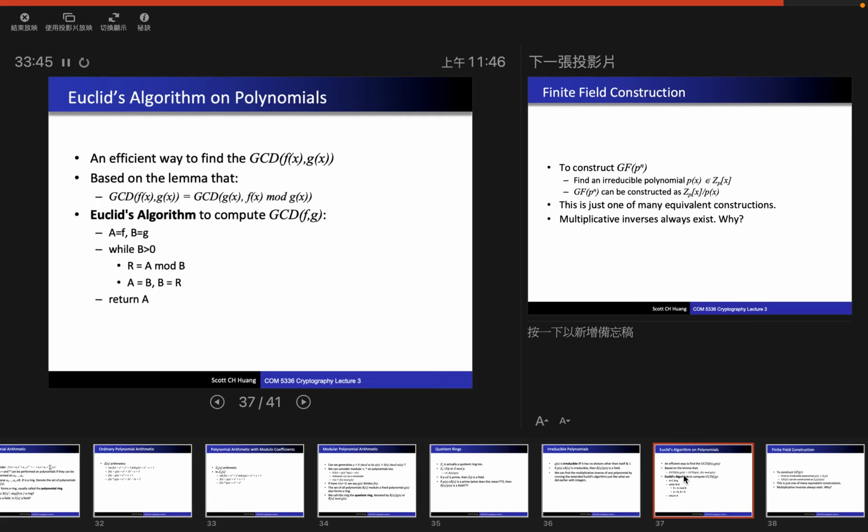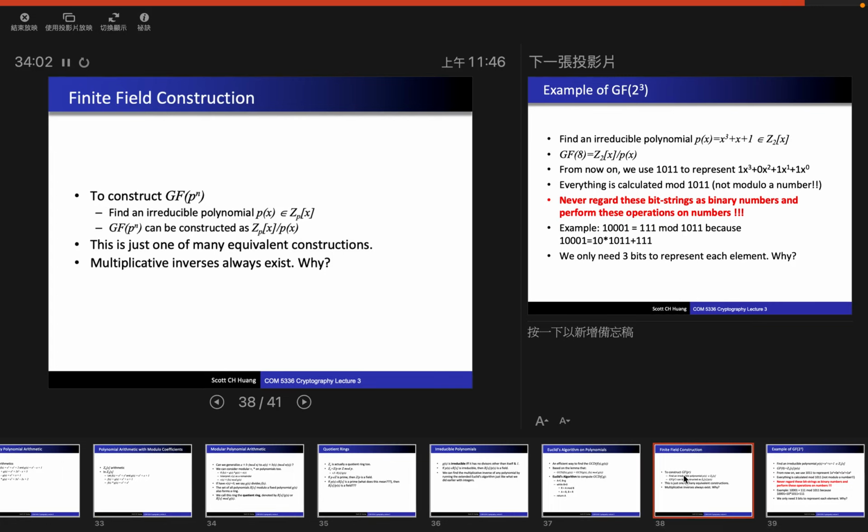We can extend Euclid's algorithm to polynomials. So the GCD of f(x) and g(x), those are polynomials. We can extend those to find the greatest common divisor. And for the finite field construction, to construct GF of p to the power of n, first we have to find an irreducible polynomial of degree n. And then we consider Z_p, the polynomial ring where p is a prime integer, mod another polynomial. That's GF p to the power of n.